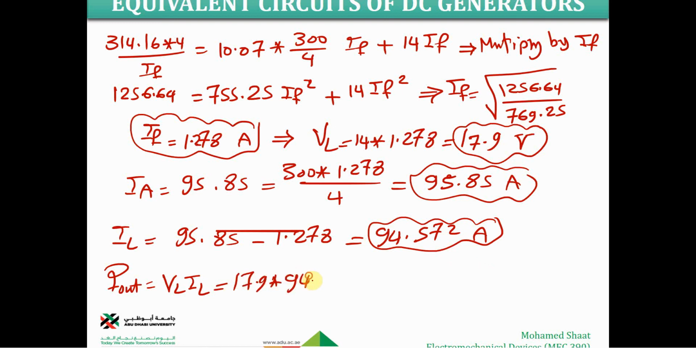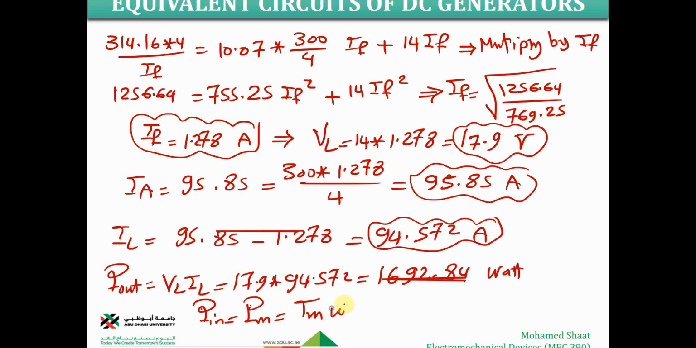Then simply we can calculate the output electric power as VL times IL, which is 17.9 times 94.572. Doing the calculation, we're going to end up with 1,692.84 watts. This is going to be the output power. The input power is going to be the mechanical power, Tm omega m, which is 300 times 314.16. This gives us 94,248 watts.